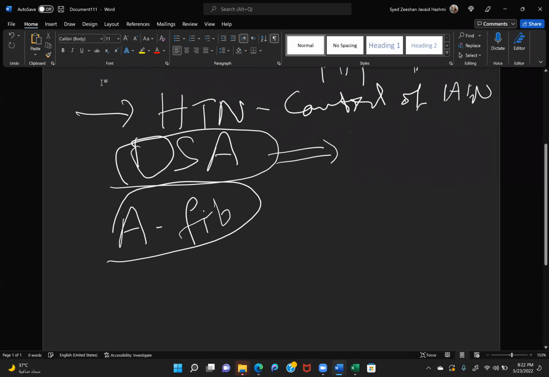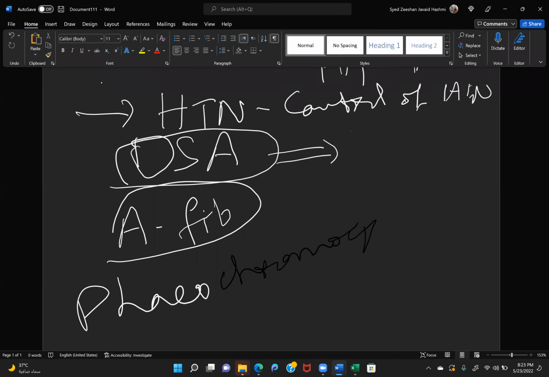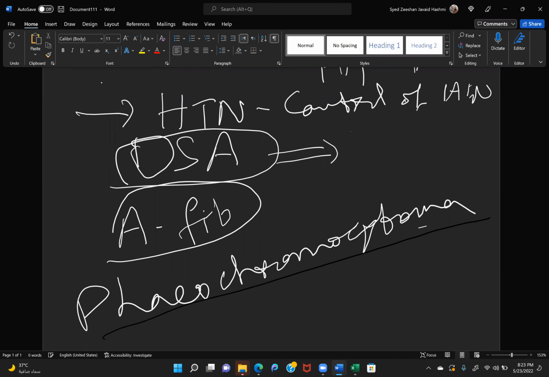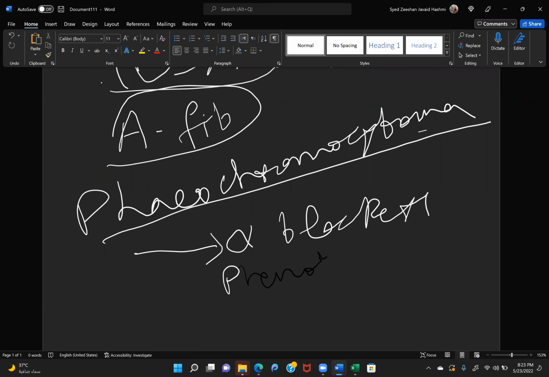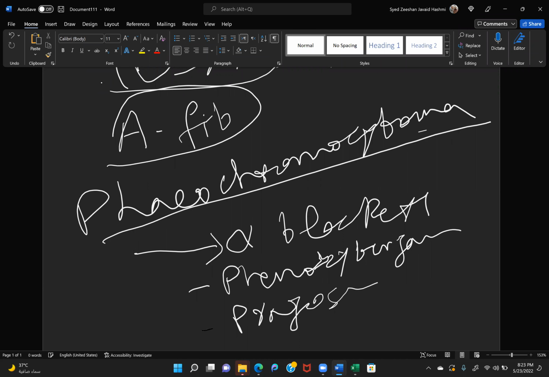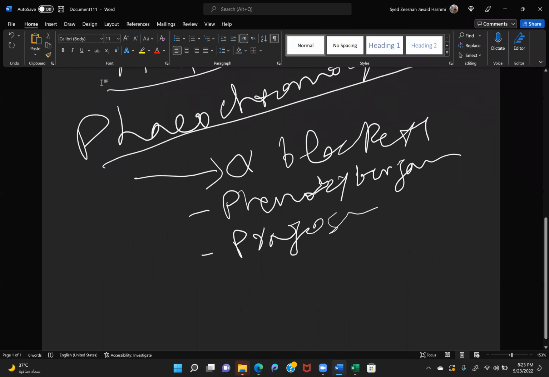Okay, what about pheochromocytoma? How to optimize this patient? What is the first thing to do? We can start with alpha blockers, long acting alpha blockers. Phenoxybenzamine, or prazosin? Yes, or a selective alpha blocker, prazosin, doxazosin.